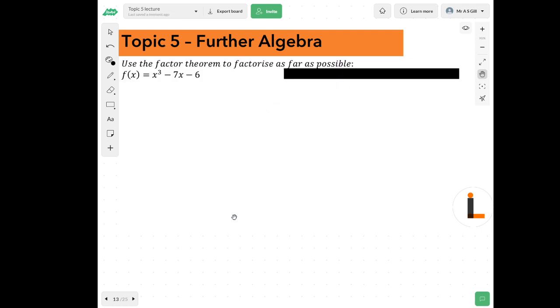So this is: use the factor theorem to factorize as far as possible. This is something, I'll give you a second just to copy this out.